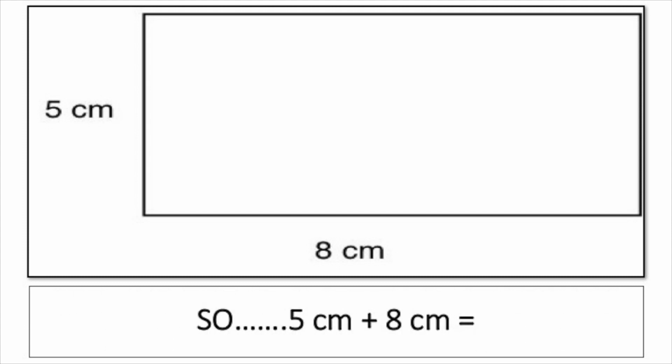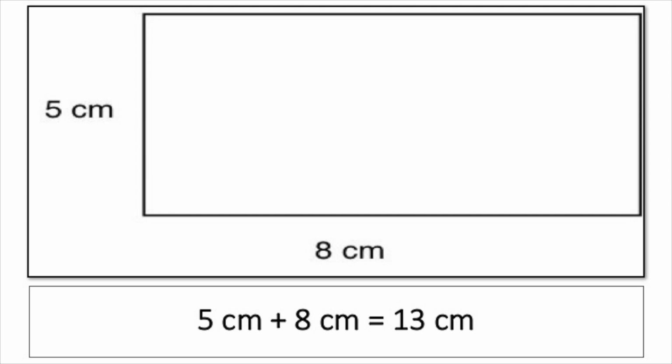So, 5 centimeters plus 8 centimeters equals, correct, 13 centimeters. But so far, we've only calculated the distance of 2 sides. How many sides is there? 4. So what we need to do is, we've only calculated the distance of 2 of the sides. That means we need to double this number to account for the other 2 sides.